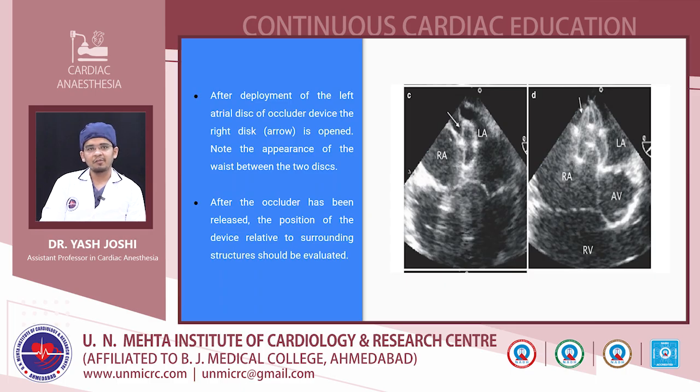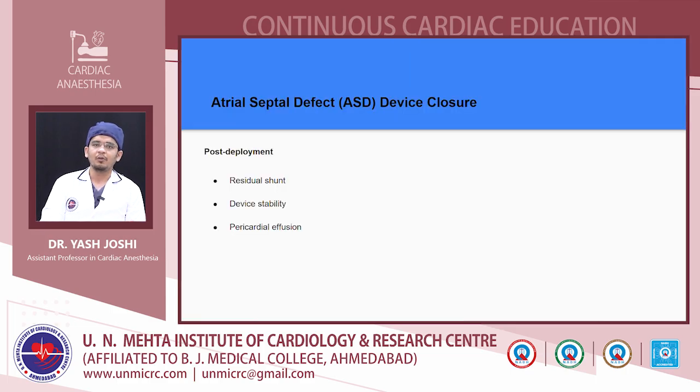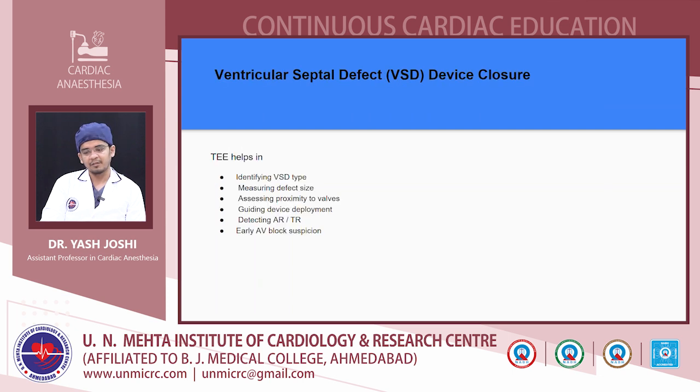Once the occluder device has been placed, after releasing the device, the position of the device relative to the surrounding structures should be evaluated: whether there is a residual shunt, and whether the device is stable or not, which they usually check through the Minnesota maneuver. After that, any impingement is ruled out, and it is checked that there is no residual shunt. One should check for pericardial effusion or tamponade.